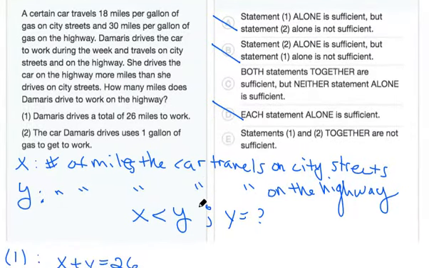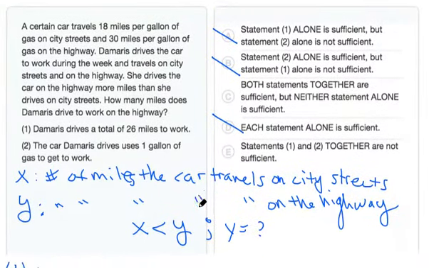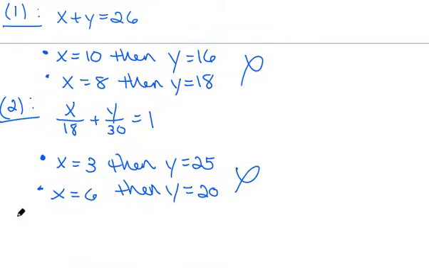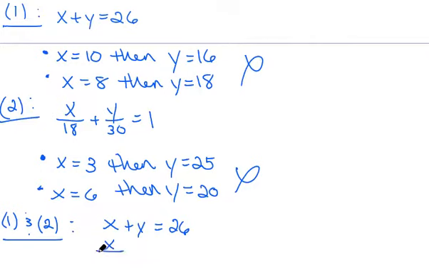So that means that we'll have to combine the two statements and see if together they're sufficient. Let's scroll down a tad bit. We'll keep our statements 1 and 2 there. Statements 1 and 2 together essentially give us these two equations. We have x plus y equals 26, and we have that x over 18 plus y over 30 is equal to 1. This is a system of two variables with two unique equations. This means that a solution exists and we could solve this.